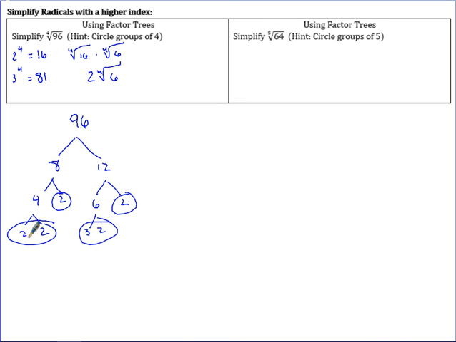So I have 1, 2, 3, 4 2s. Alright, so that would mean 2 would go on the outside. And then on the inside, I have a 2 and a 3 left, and 2 times 3 is 6. So basically, when we do the factor trees, we're looking for groups of whatever the index is. So what I want you to do is pause here and try this example, and then come back and see if you got the answer that I have.